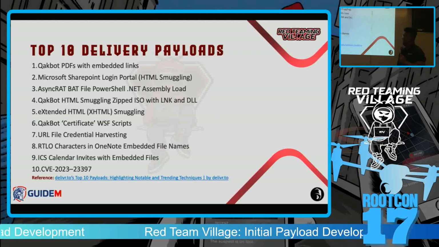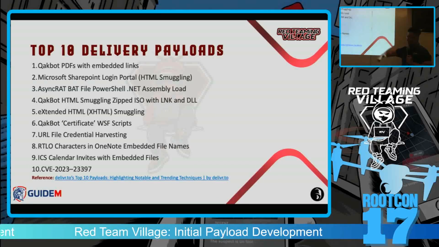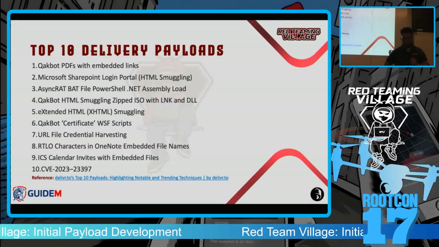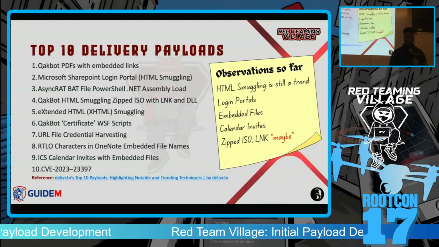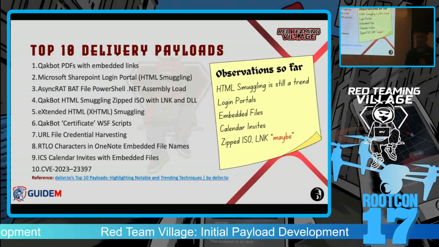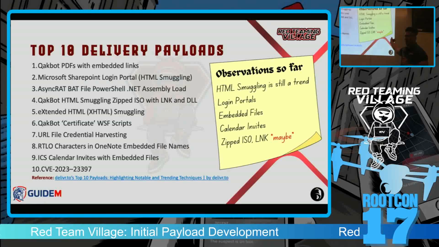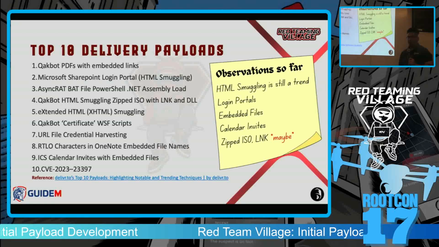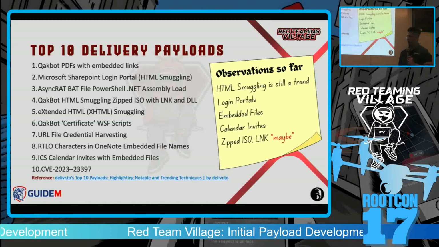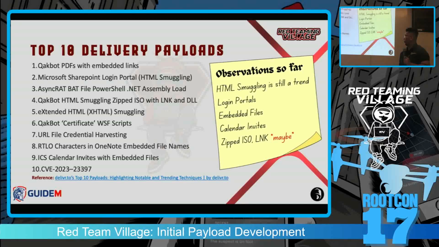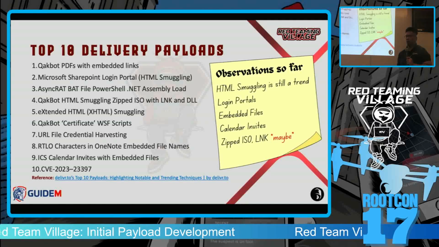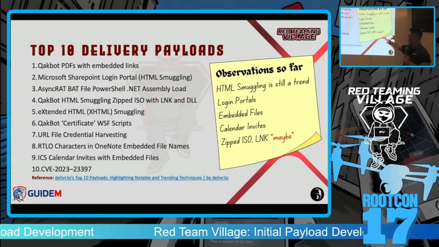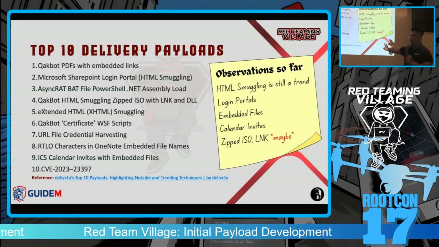For the top 10 delivery of payloads, we have the following. Again, this is back in 2021 and 2022. Observations so far: we have seen that HTML smuggling is a thing. Later on I'll discuss blockers for HTML smuggling. We have login portals, of course, the traditional, easy ones that get phished, or when they have weak user awareness training. Then embedded files, calendar invites, zip, ISO, and LNK.